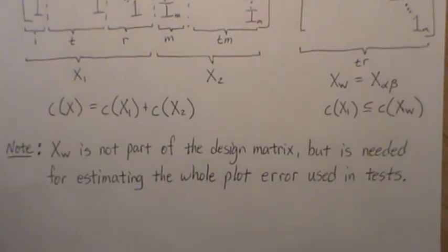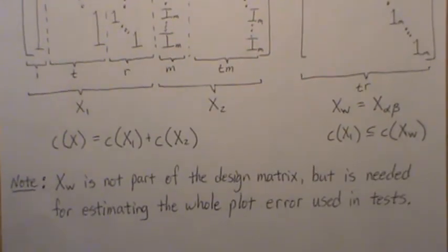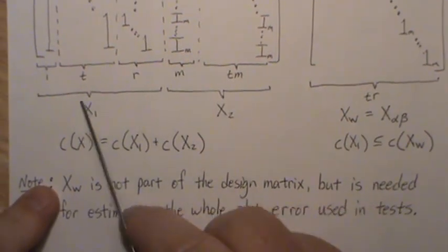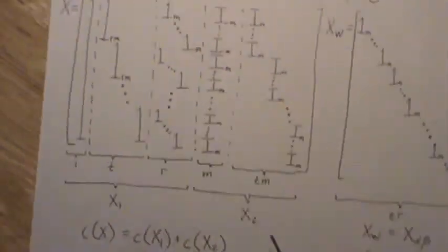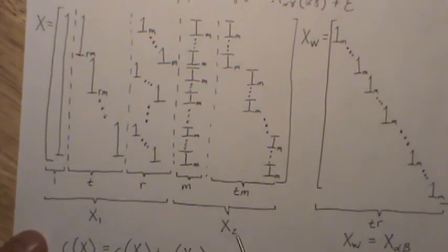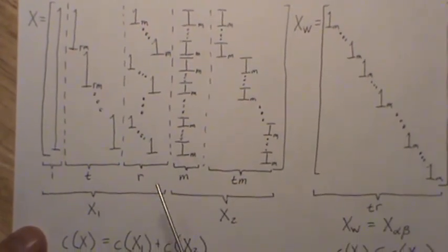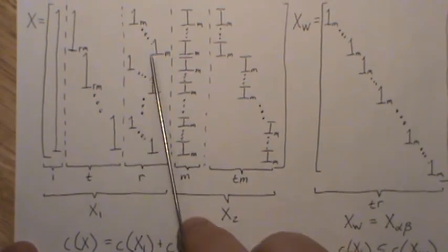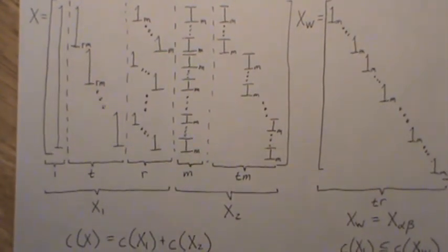XW is technically not part of the design matrix, but it is needed for establishing the whole plot error, and it's used in tests and contrasts, and it becomes so important. And actually, one of the tricky parts about split plot design is establishing the different types of errors associated with it, and then making sure that you use the right one for the right test. So if your test is too generic, which actually involves both of these column spaces, there isn't an appropriate test. So if you can restrict it to only, say, this subspace, then you can use the error associated with this column space. Or if you could restrict the model only to this part of the design matrix or column space, then you would use the errors associated with it. Anyway, but more on that as we go.